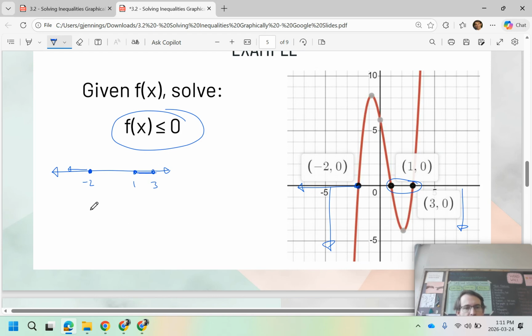So we would have negative infinity to minus 2. Here we need the square bracket. And then we have the union of that with 1 to 3, closed bracket. Or x is of the reals, and x is less than or equal to minus 2, or 1 is less than or equal to x, which is less than or equal to 3. And those realms are okay as well.